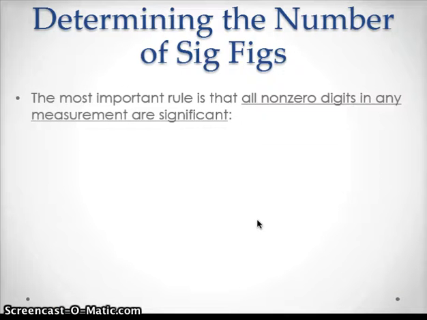Now, how do you determine the number of sig figs? The most important rule is that all numbers that are not 0 are always significant. They're always important. So 1, 3, 9, 7, 8, all significant.